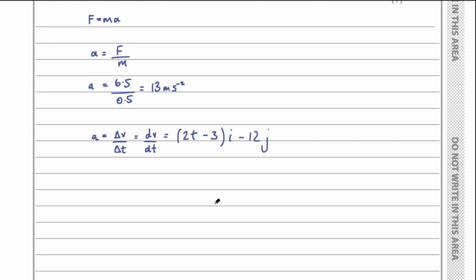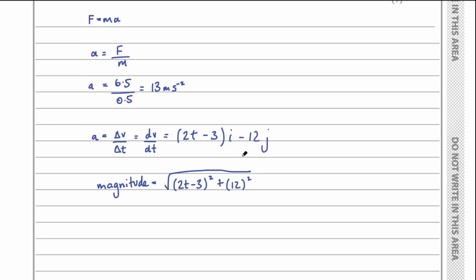Now, in order to work out the time using acceleration, we want the magnitude or the size of that acceleration rather than the acceleration in vector form. So to work out the magnitude, if you think of this as like a right-angled triangle, this is one leg, this is the other leg, you use a form of Pythagoras' theorem to work out the size of that hypotenuse, or the magnitude of this vector. So we're going to do the square root of the first leg squared plus the second leg squared. So (2t minus 3) squared plus 12 squared.